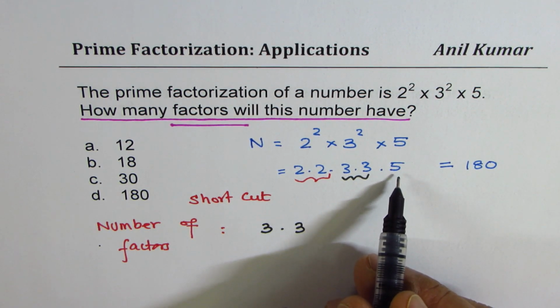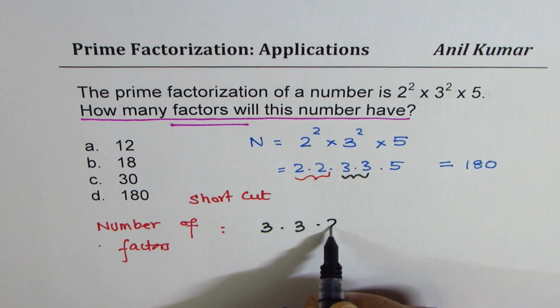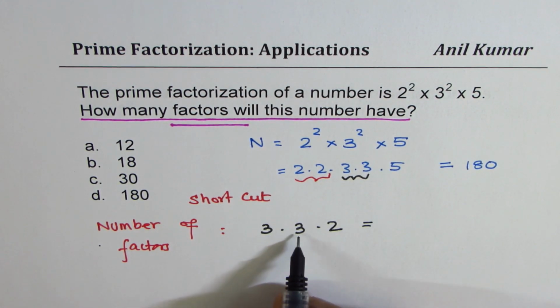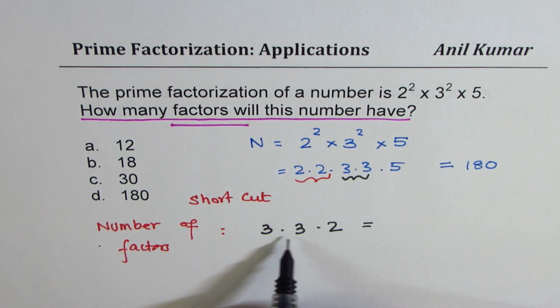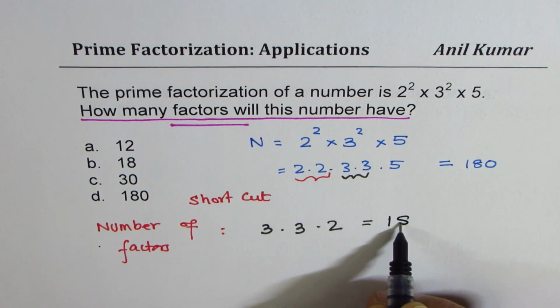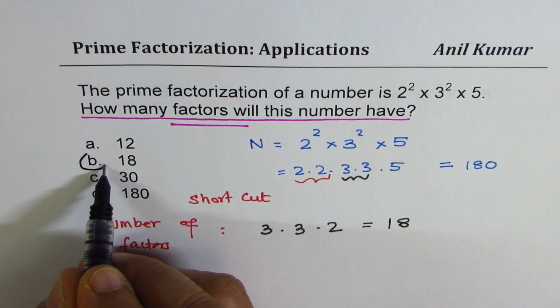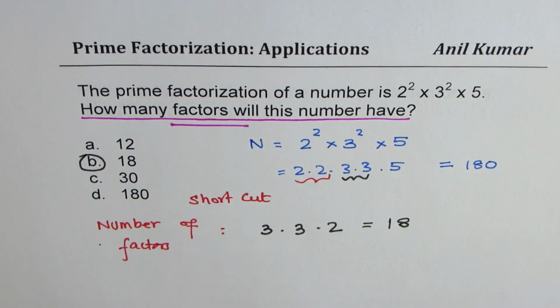There's only one 5. Either you select 5 or you don't select 5. So we have 2 ways here, right? So that is the total number of options, 3 times 3 times 2, 9 times 2 as 18. So the answer here is B, which is 18.